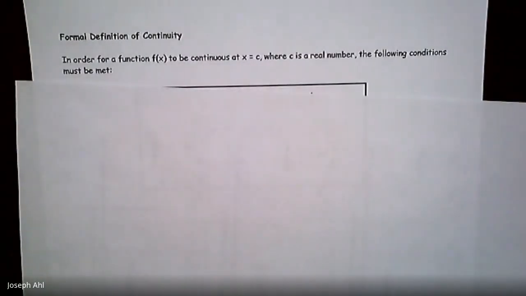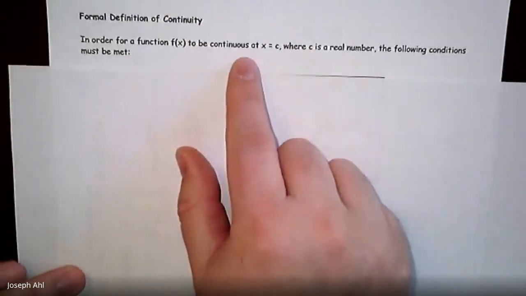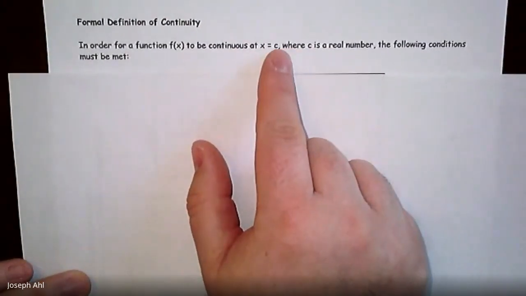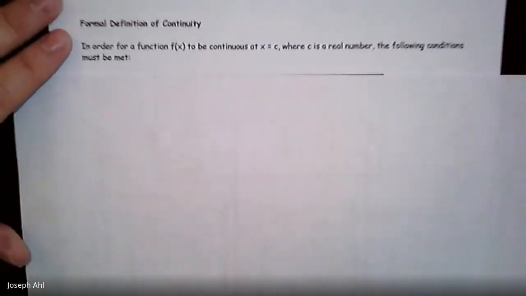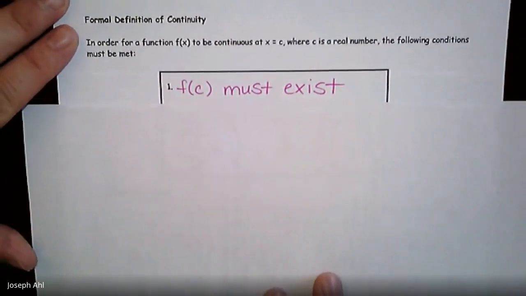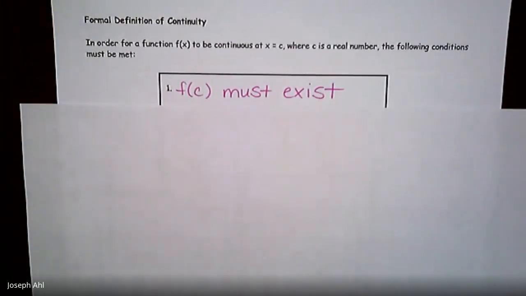Because we're moving today from an informal definition, which is don't pick up your pencil, to a more formal definition of continuity. So the formal definition that I have here is, in order for a function to be continuous at x equals c, any random x value, where c is a real number, the following conditions must be met. So the first one that I wrote down that maybe wasn't as obvious based on the examples that we saw is that, well, f of c has to have a value. Okay, if you have an open circle at your x value of c, you're definitely not continuous there.